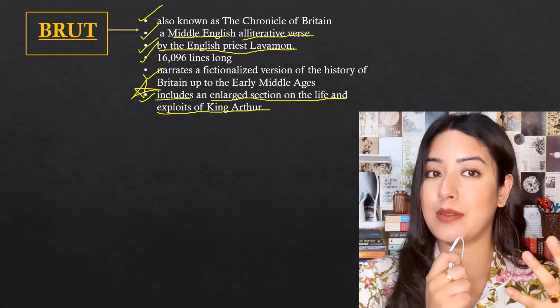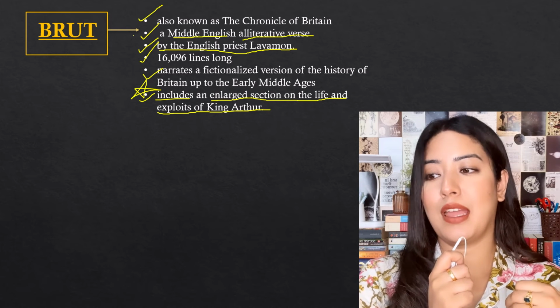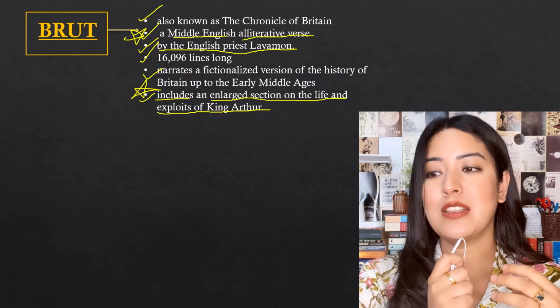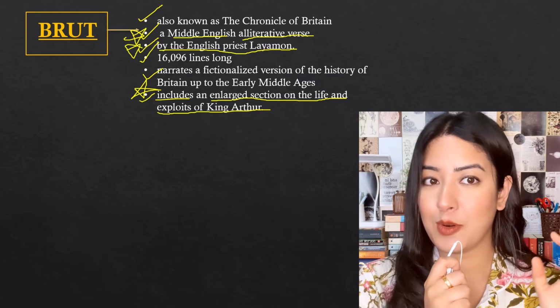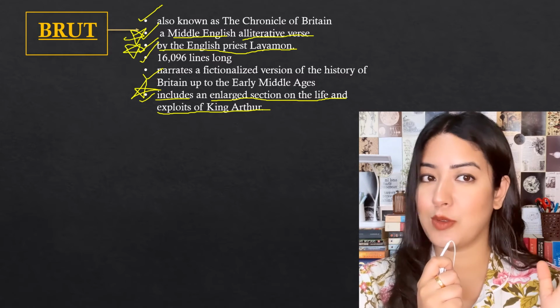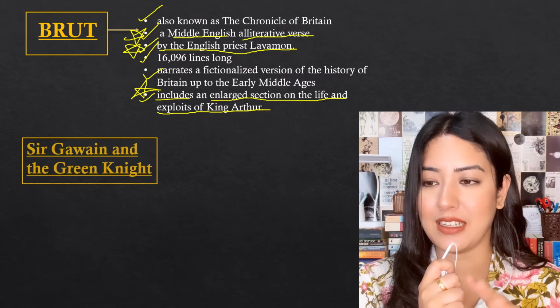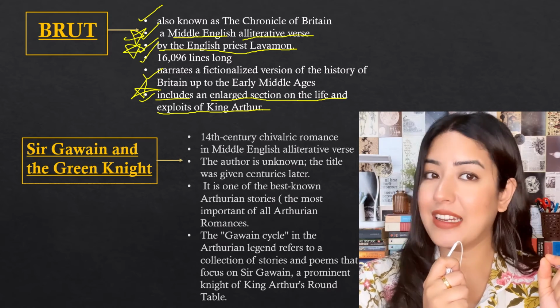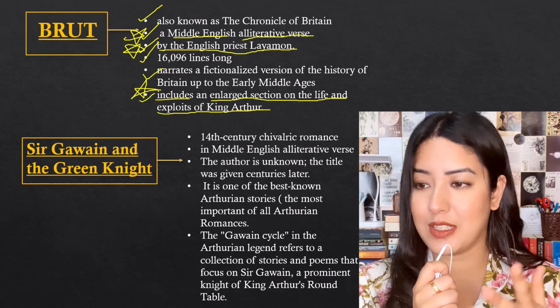Next, we have the most celebrated one from this age, which is Sir Gawain and the Green Knight. So it is a 14th century chivalric romance. You know what is romance, you know what is chivalry now, so you can understand what are the themes included here. Then you have it in Middle English alliterative verse again. So this is also the same.